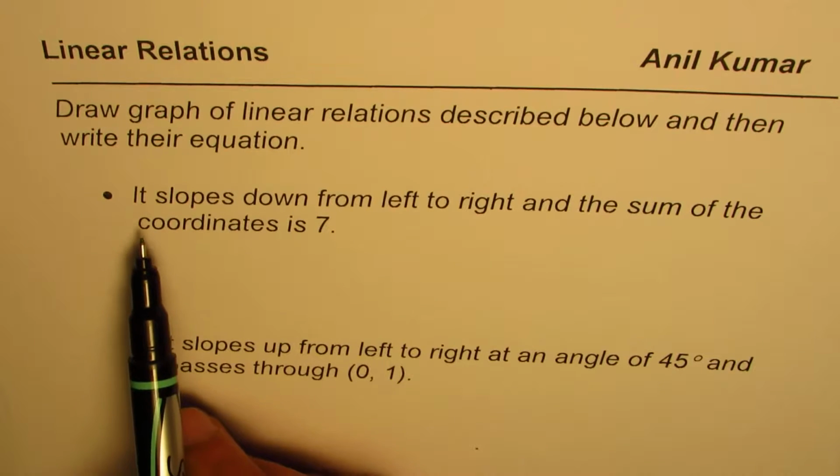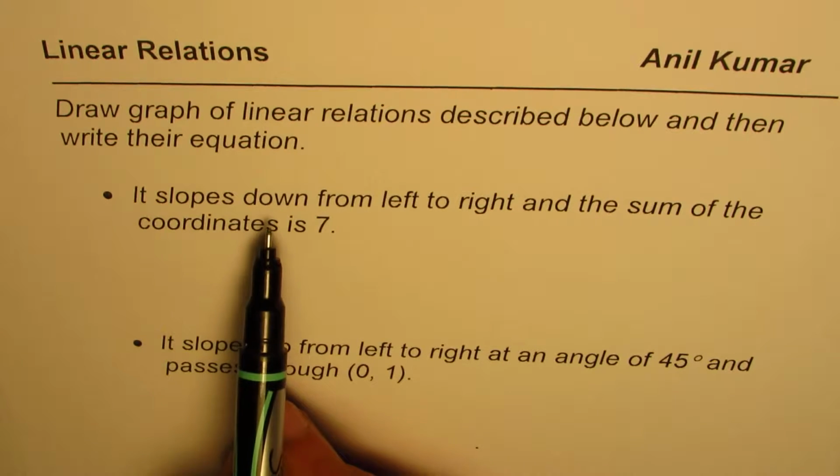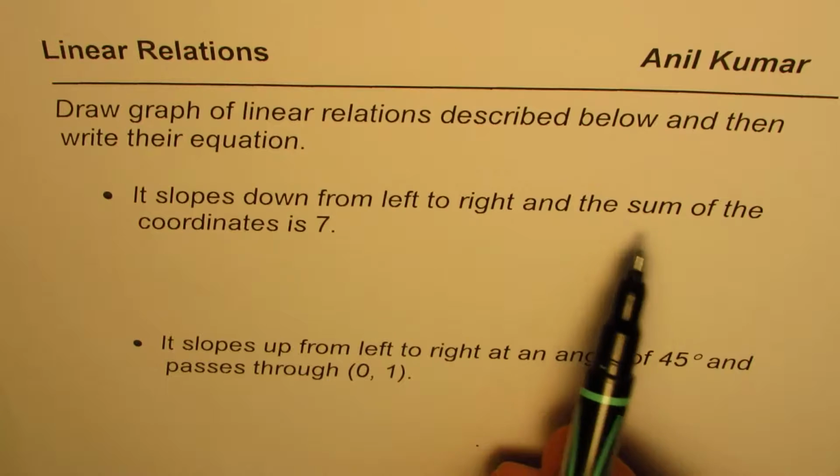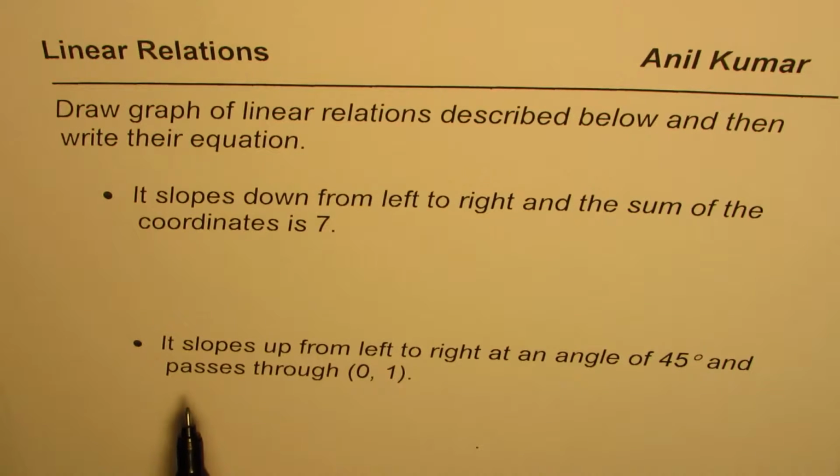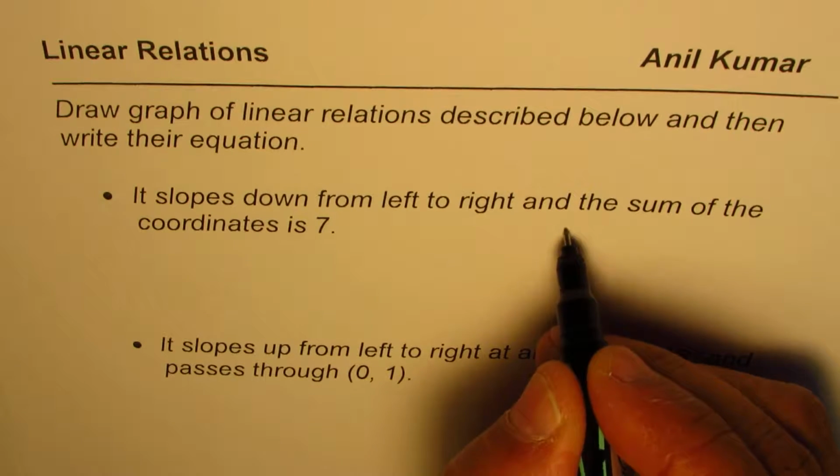First description is, it slopes down from left to right, and the sum of coordinates is 7. The second one is, it slopes up from left to right at an angle of 45 degrees and passes through the point 0, 1. You can pause the video, sketch, and then write the equation of the linear relations. Okay, it's kind of tricky.